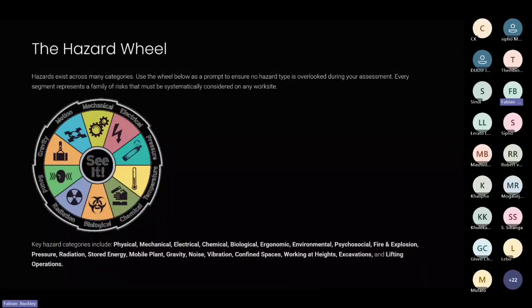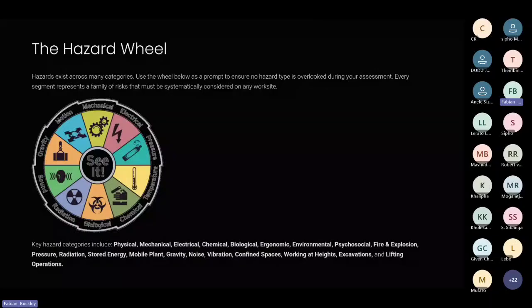Okay, so has anyone seen this before? The hazard wheel? Besides those that joined the training on Tuesday, anyone else saw this hazard wheel before? Okay, no hands up, no one's speaking. Sorry? No, it's my first time. First time, okay, that's good.